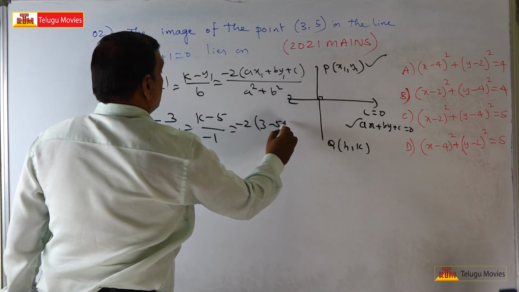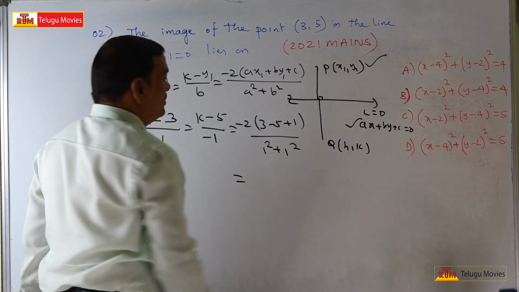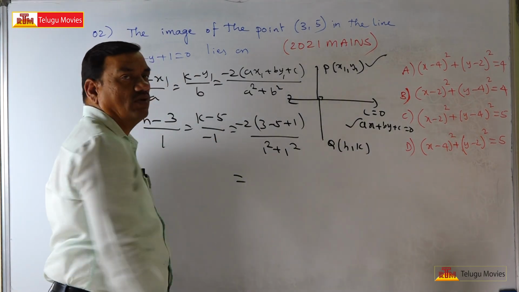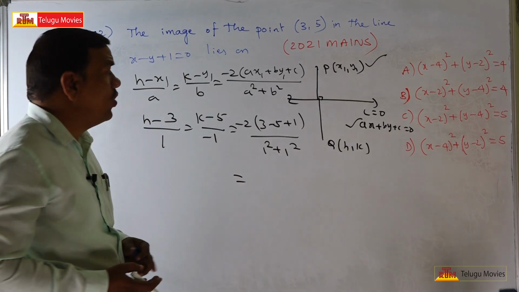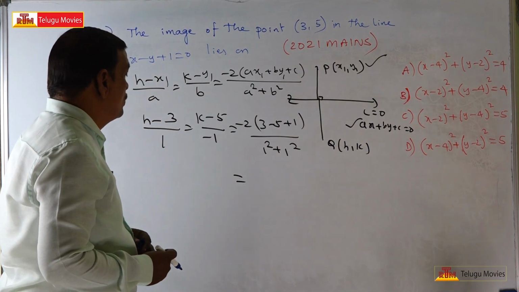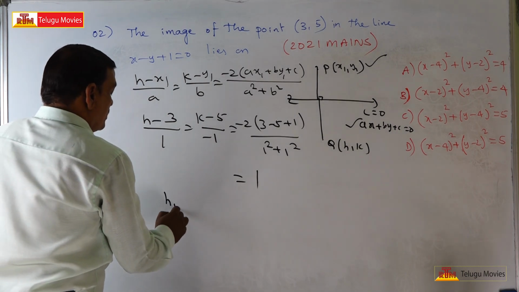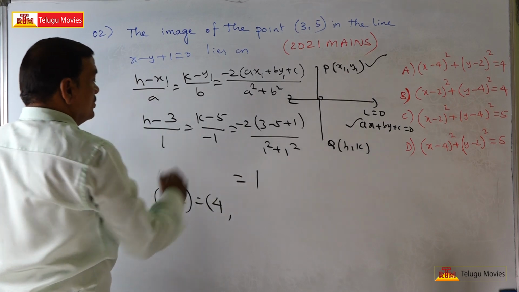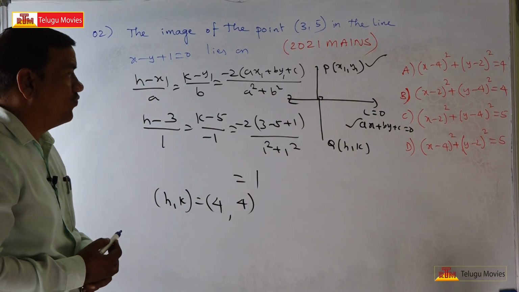So 3 minus 5 plus 1 by 1 square plus 1 square, right? a square plus b square. So of course b is minus 1 whole square, that is 1 square, right? So 3 plus 1, 4. So this is a minus 1. So this is a minus plus 2. So this is equal to 2 by 2, 1. Okay. Therefore, h comma k is given by, so this is equal to 4. So h comma k is equal to 4 comma 4.